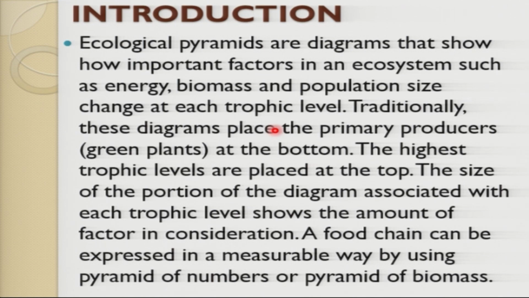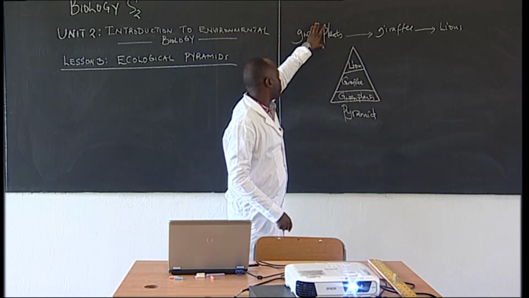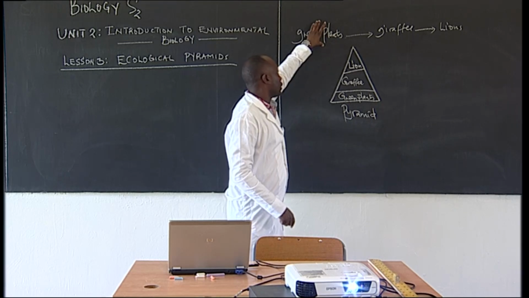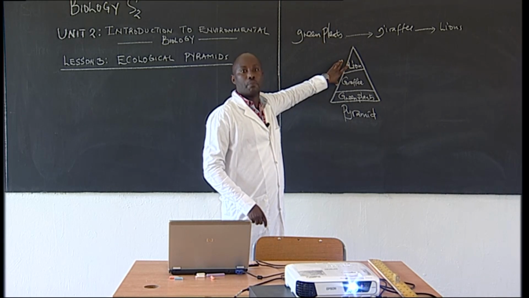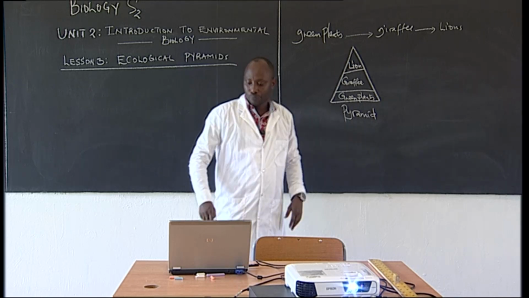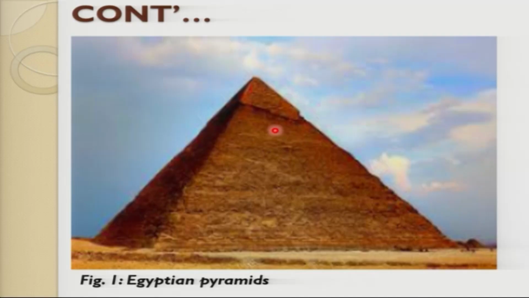of biomass. So this food chain can be expressed in terms of the pyramid of numbers or the pyramid of biomass. This is a diagram that we're trying to show you, what you call Egyptian pyramids. The Egyptian pyramid shows how energy moves from a lower trophic level to another trophic level, up to the highest trophic levels.